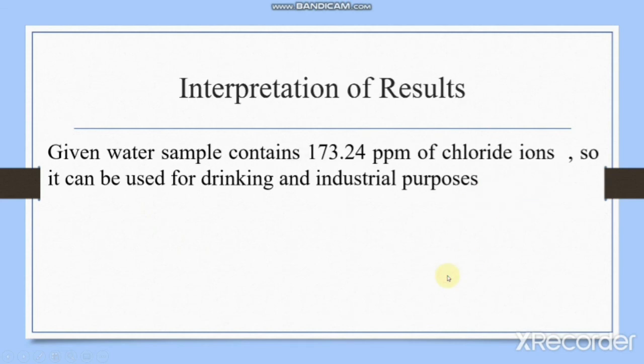We already discussed at the start that if chloride ion is above 250 ppm, we cannot use the water for industrial purposes. But in this experiment, we calculated the chloride ion as 173.24 ppm, meaning the given water sample contains 173.24 ppm of chloride ion, so it can be used for drinking and industrial purposes.